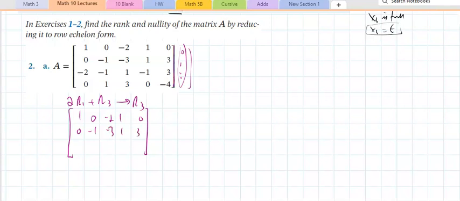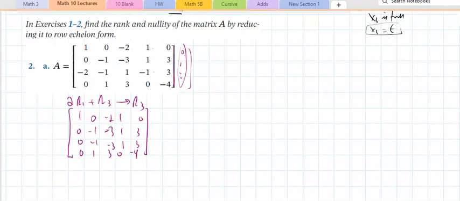Now, they row reduce it all the way. They use reduced echelon form. We don't. We just row reduce it. So 2, that's a 0. That's a negative 1. 2, that's a negative 4, plus 1 is negative 3. That's a 2, 1, 3. Excuse me.